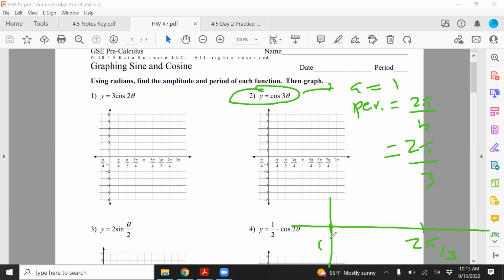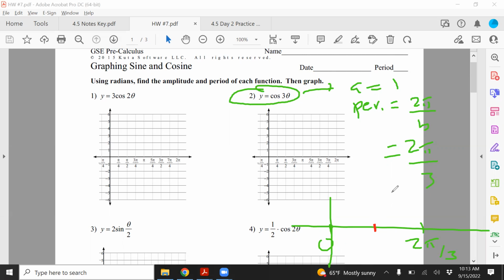And that'd be 0. Now, what you need to do is you need 5 key points. That's where I start. That's where I end. So there's 2 points covered. How many more points do I need? 3 more. And they've got to be spaced out equally from 0 to 2 pi over 3, sorry. So you have one right in the middle. What do you think that's going to be? The one right in the middle.